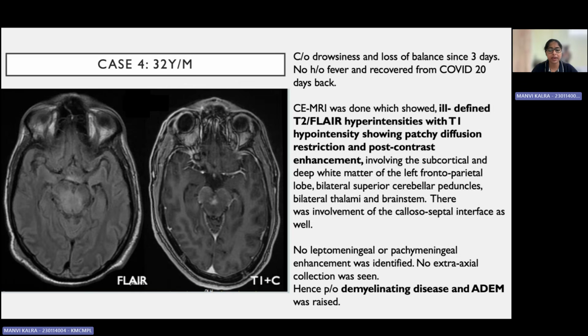Hence, possibility of demyelinating disease and edema was raised. The patient was started on IV steroids. However, there was no improvement. A repeat blood culture was sent, which came back positive for melioidosis.